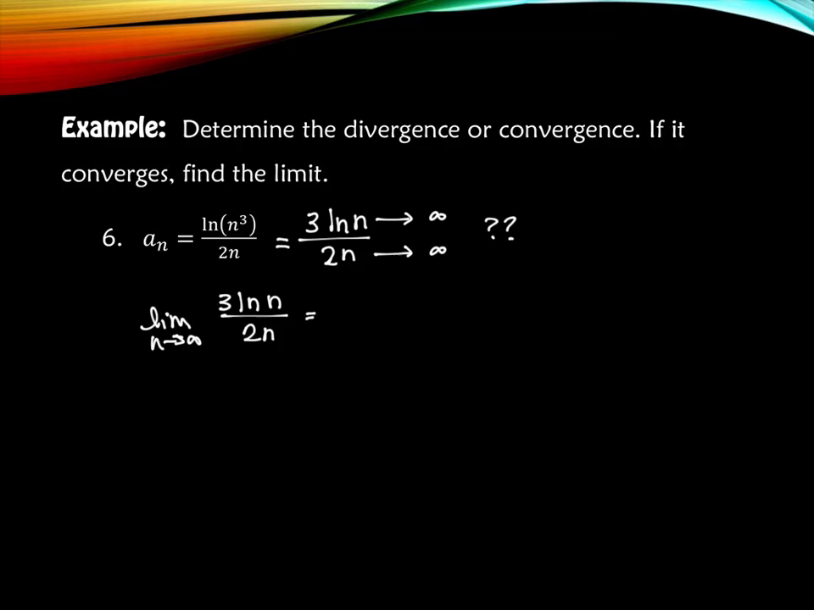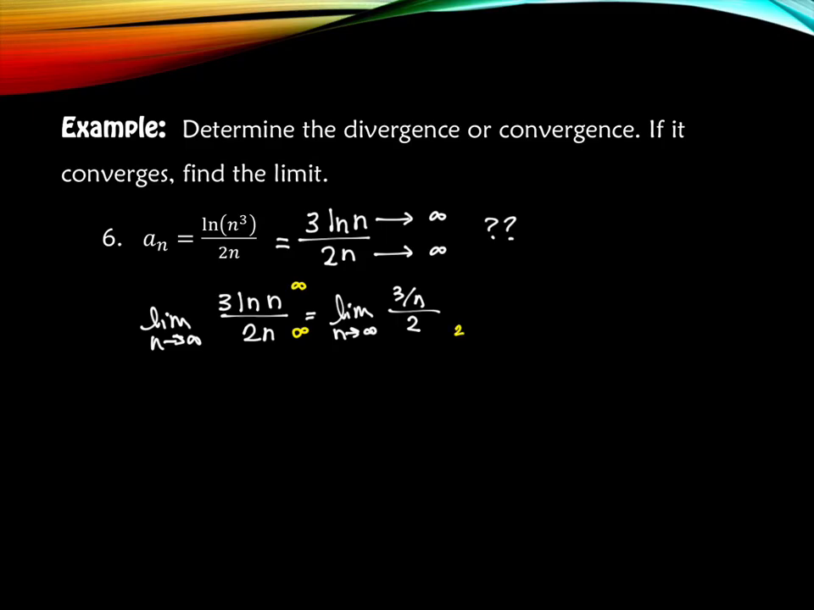It says that we're able to take the derivative of what's on top and the derivative of what's on bottom. So what is the derivative of 3 natural log of n? 3 over n. And what is the derivative of 2n? 2. If we needed to, we could continue to use L'Hopital's rule over and over, but you have to stop every time and make sure that it really needs to be used. Right at the beginning, it needed to be used because it was infinity over infinity, correct? It doesn't have that property anymore. This is now over 2.